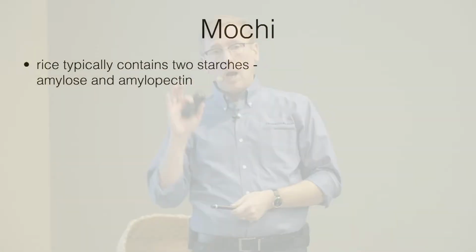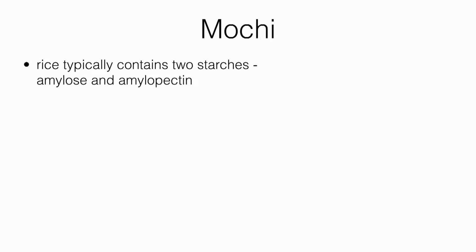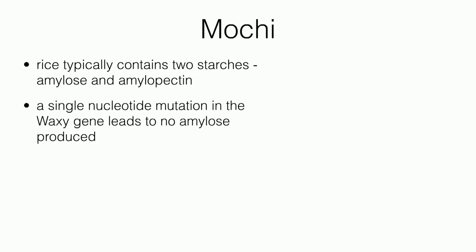Now, while we're talking about rice, let's talk about mochi. Anybody know what mochi is? Yeah, if you've been to Asia, if you've been to Japan especially, you know mochi. It's rice. It's a type of rice. Rice grains typically contain, rice is starch. They typically contain two types of starch, amylose and amylopectin. A single letter change, a single nucleotide change in one gene, and it's a gene called WAXY, W-A-X-Y.